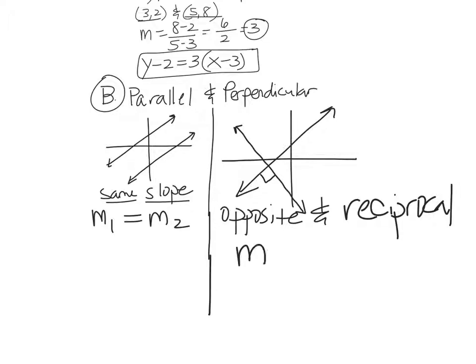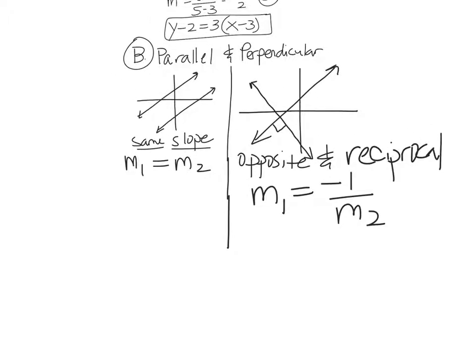Okay. Slope 1 equals the opposite of 1 divided by slope 2. It's very complicated, huh? Okay, so if we have parallel lines and one line has slope 5, the other one will have slope 5. That's easy, right? Same is easy. Okay, let's practice opposite reciprocal, though.